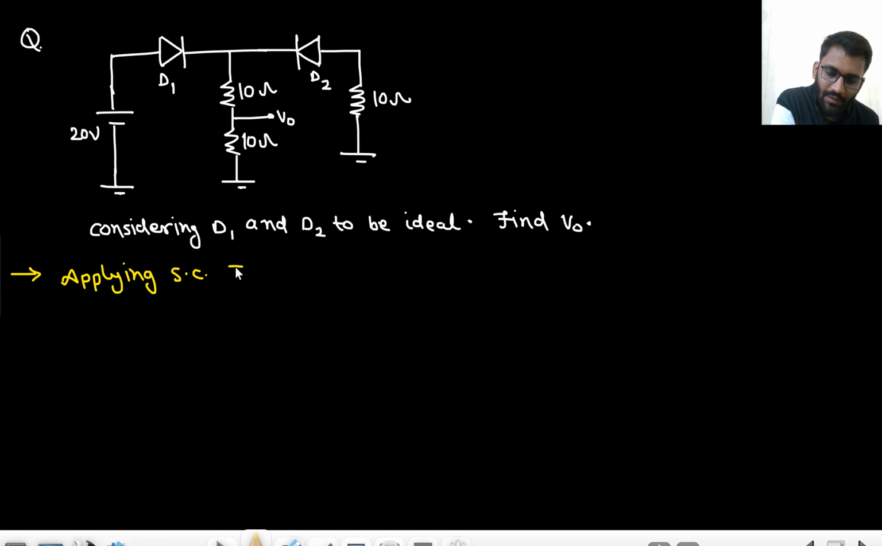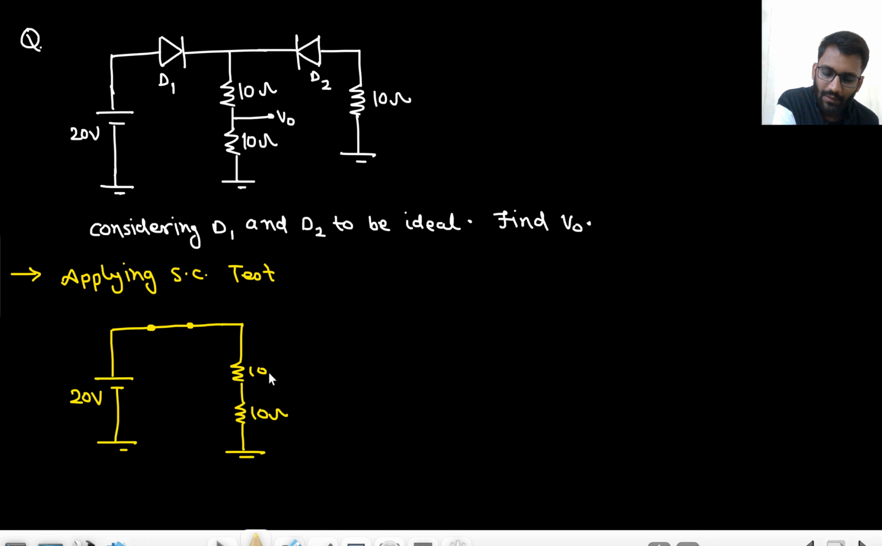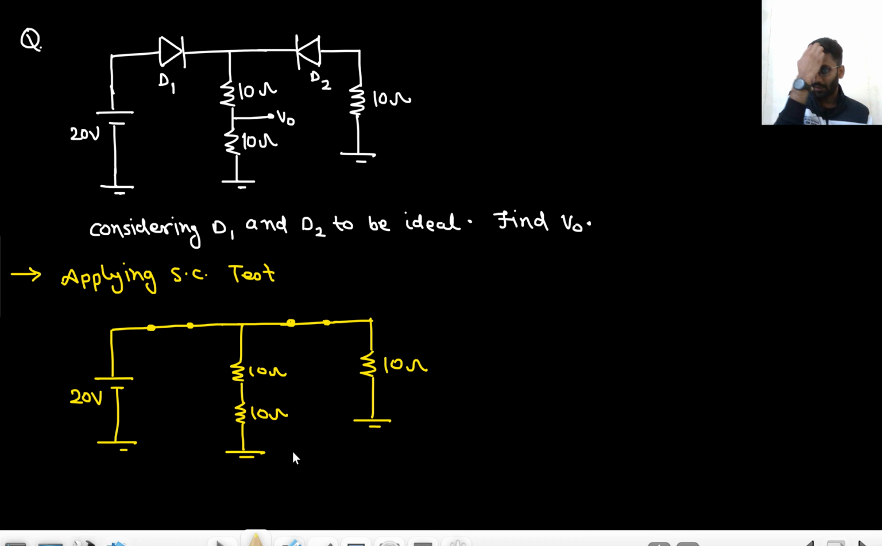Okay. So if I am applying the short circuit test, what will I do? I will consider both of the diodes to be on. This is a 20 volt battery. This diode is on. This diode is on. I have a 10 ohm resistance here and a 10 ohm resistance here. This is 10 ohm. This is 10 ohm. And then this diode I will also consider to be on. This was the diode that I considered to be on. And I have a 10 ohm resistance here. Got my point?